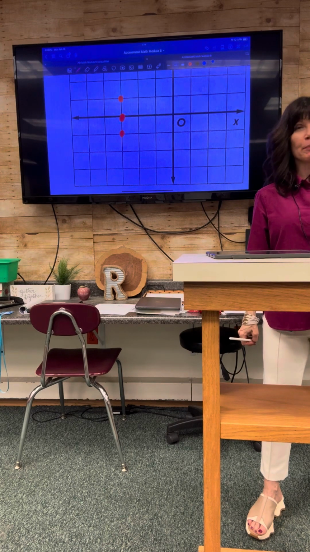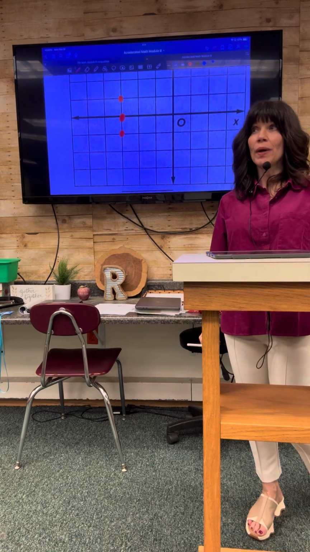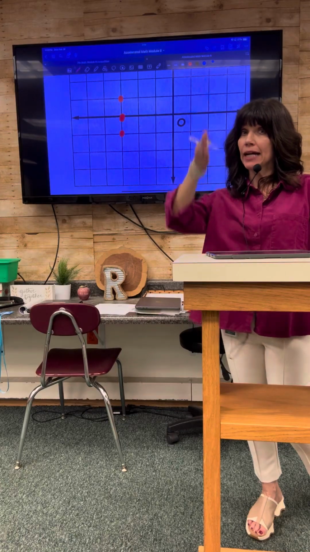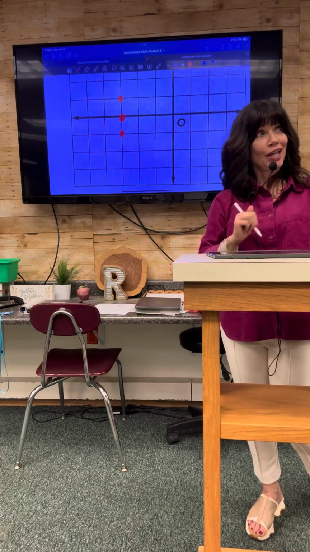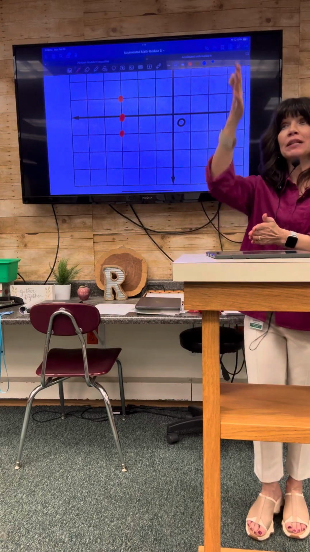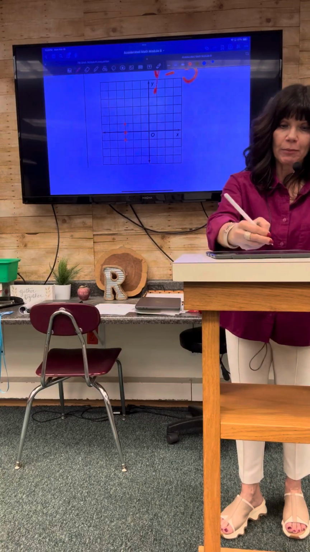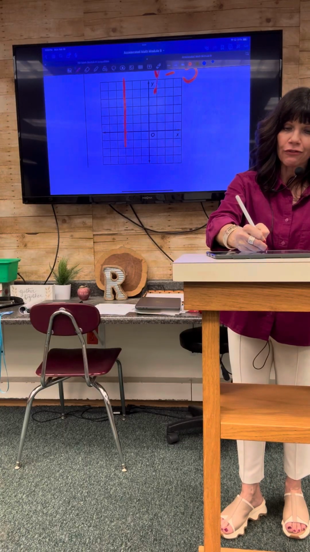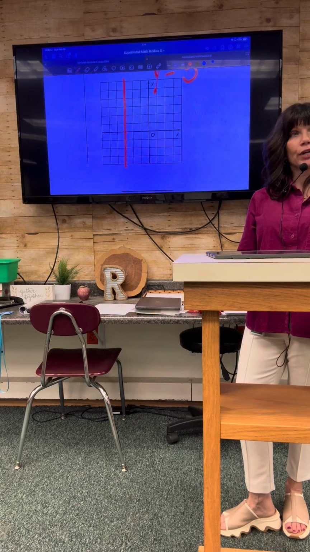Are you starting to see a pattern? Will we end up making a vertical line up and down or a horizontal line back and forth? Vertical. It ends up going perpendicular to its axis. So everybody, this is how you would graph x equaling -3.